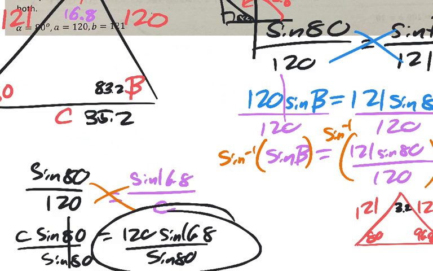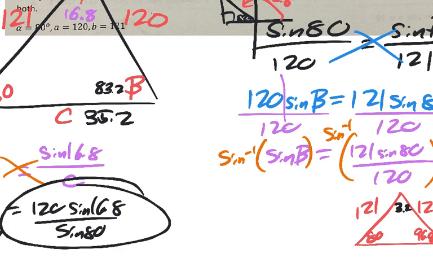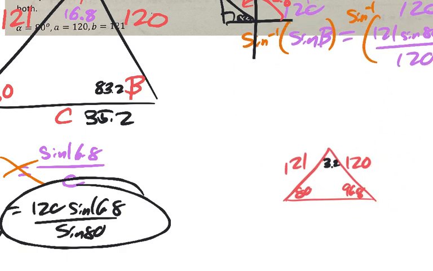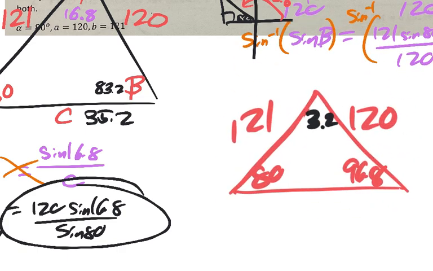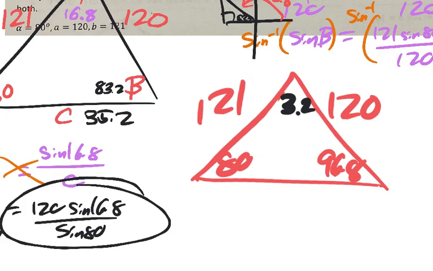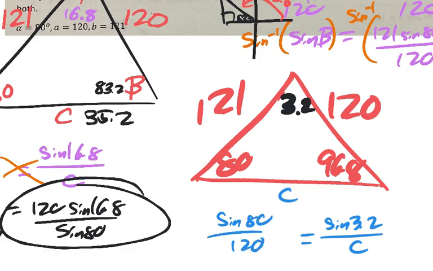Now, I've got to find the second solution. This was just a solution. So let's clear the boards. And now I've got this little triangle. The only thing left to find here would be this side C. So we could say sine of 3.2 over C equals, which one am I going to use? Sine of 80 over 120. Absolutely.